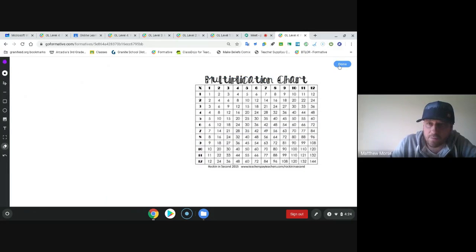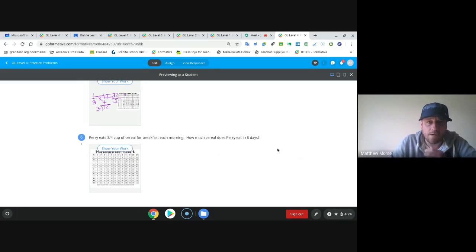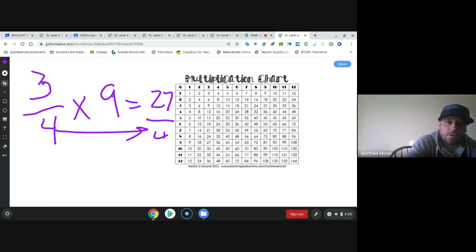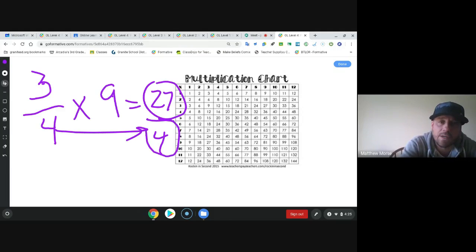I think I'm going to change this one to make it a little harder. This one says Perry eats 3/4 cup of cereal for breakfast each morning. How much cereal does Perry eat in 8 days? I'm going to change this to 9. So we're going to go 3/4 times 9. Okay, so first steps are easy. 3 times 9 is 27. Denominator comes over for 4. And then you just got to divide. You're going to need to divide 27 by 4.